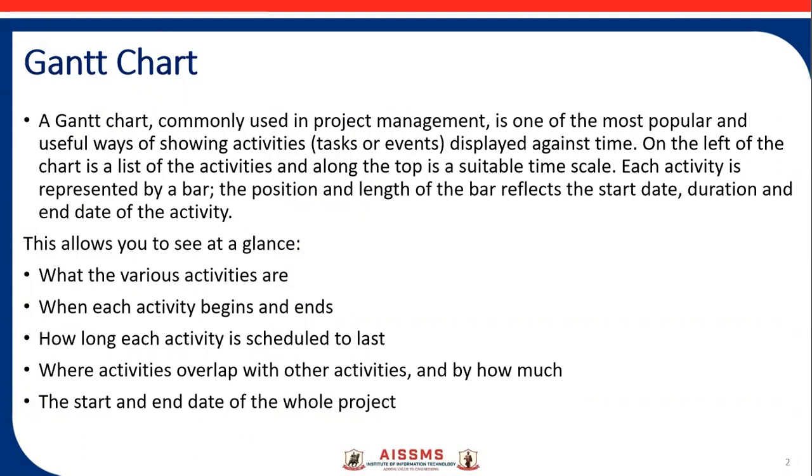So when we are saying the Gantt chart is a useful tool, what it shows at a glance, when we look at a particular Gantt chart, it shows much of the information at a glance. So what information is that? First is what the various activities are in your project, and when each activity begins and ends. So basically the start and end date, how long each activity is going to take, means the duration for the particular activity, and how long each activity is scheduled to last. Also where activities overlap with other activities, whether they are overlapping with each other or running independently. This can also be visible over here, and the start and end of the whole project.